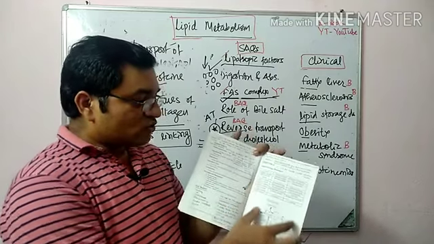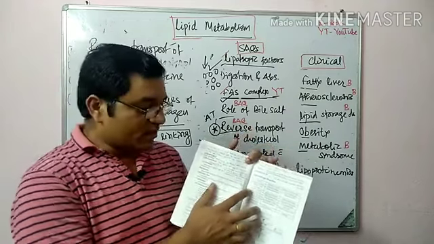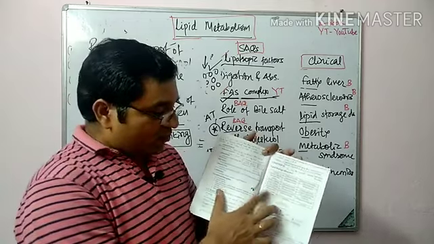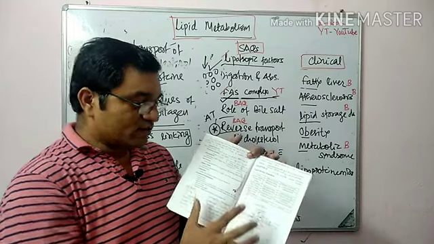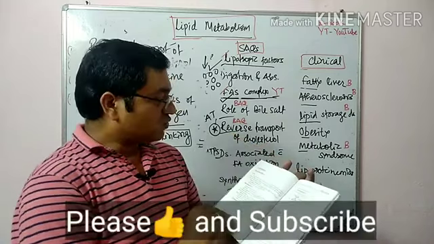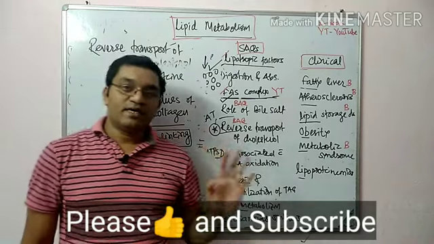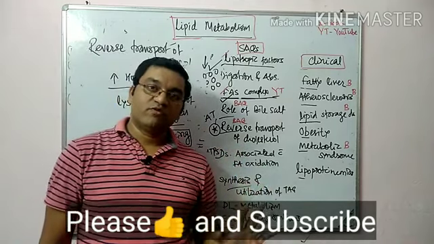And these are the lipid storage disorders: Gaucher's disease, Niemann-Pick disease, Krabbe's disease, Fabry's disease, Tay-Sachs, Sandhoff, metachromatic leukodystrophy, and Farber's disease. These are the lipid storage disorders. Okay, so this is all about lipid metabolism. Keep watching. Thank you.